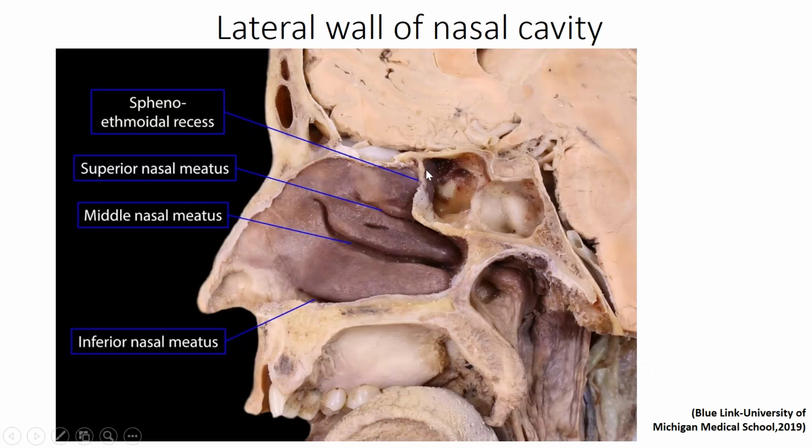So in this case, we have a dissection, and what we can see is a sagittal section, and we are looking at the lateral wall. So we can see the nasal concha covered by mucosa. Here we have superior, middle, and inferior nasal concha, and also the superior nasal meatus there. And then here we have the middle nasal meatus, and here the inferior nasal meatus.